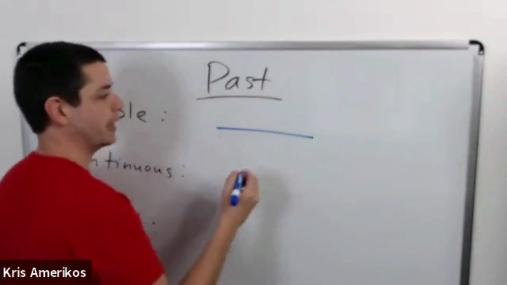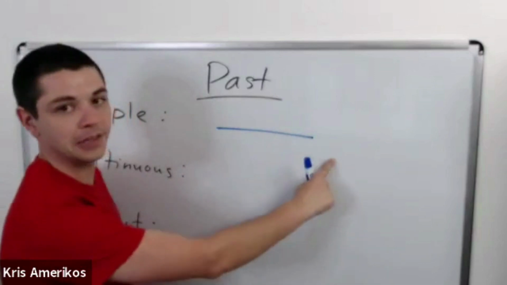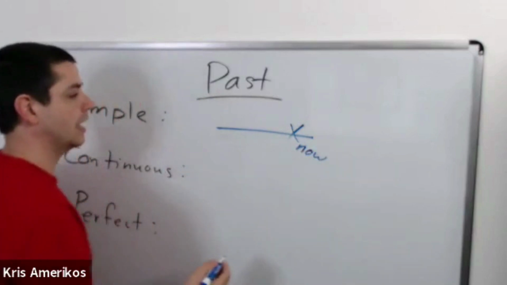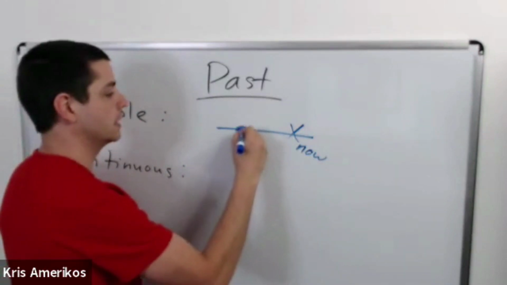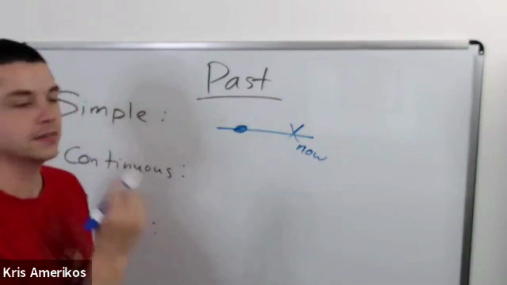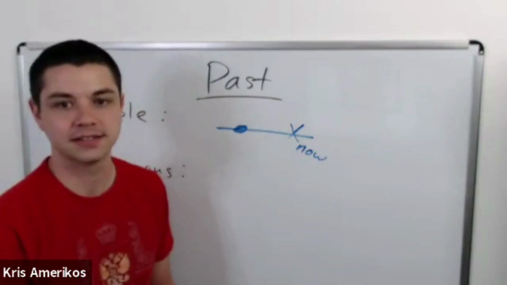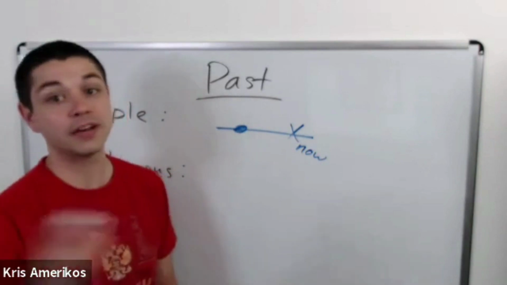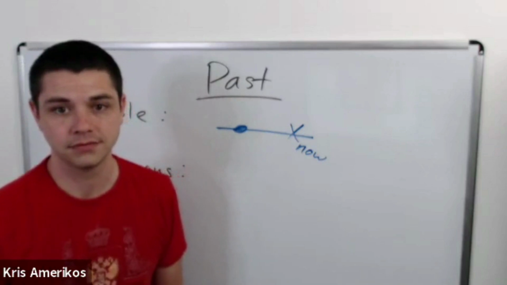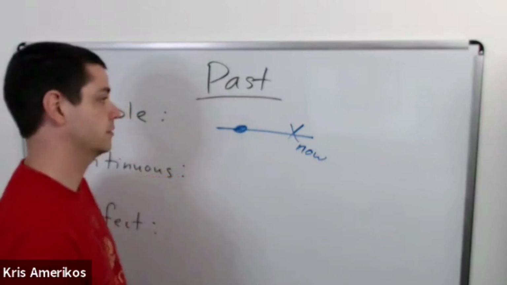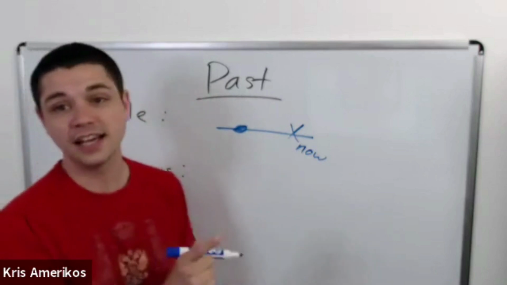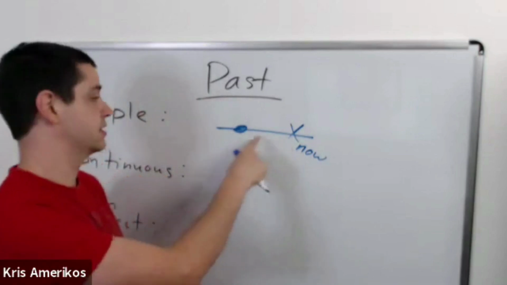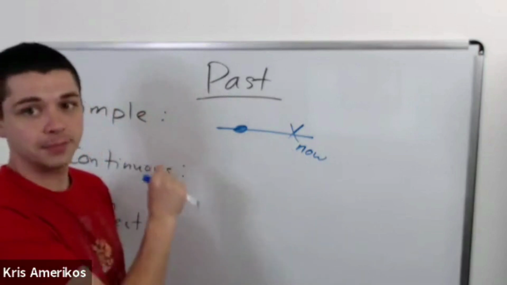So if we speak about past, we can think of this timeline. This is now. And past simple just tells us one event that happened in the past. It's finished. It will never happen again. It's completely finished. And it doesn't tell us anything about now. It only tells us about that finished time in the past.